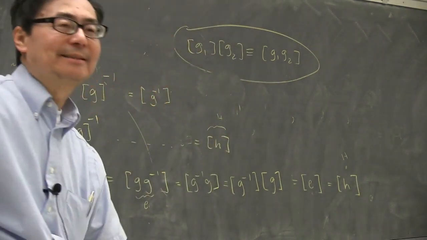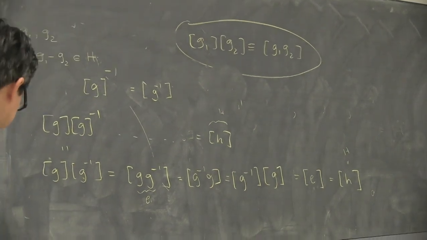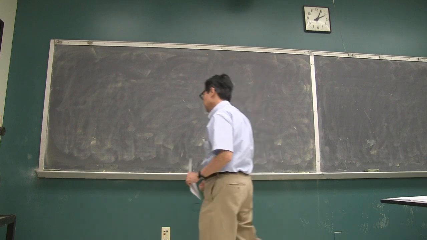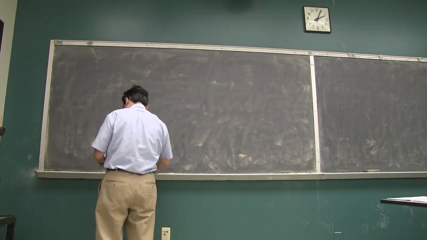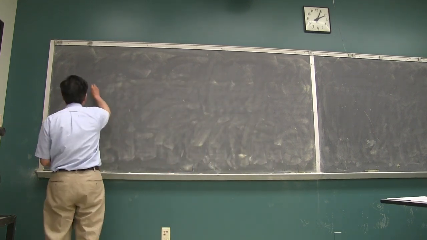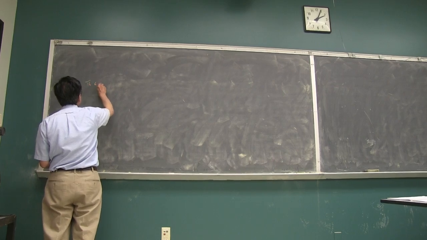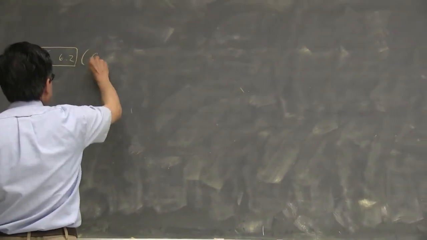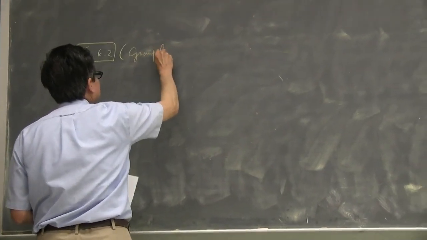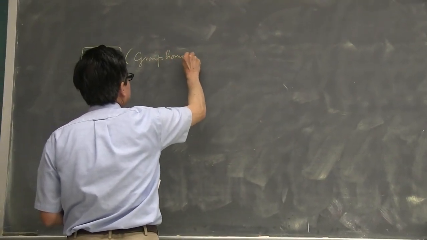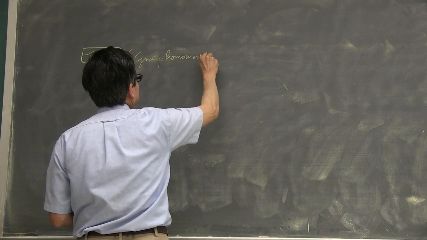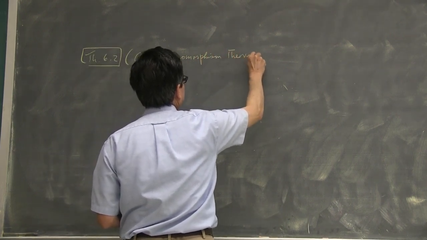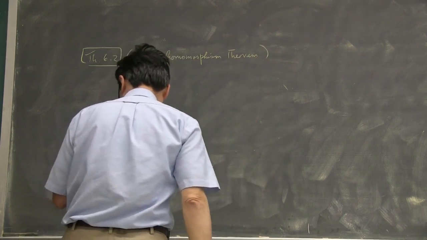All right, let's rest for a few minutes. The group homomorphism theorem, which is a very neat theorem. This is theorem 6.2 in the book, also known as the group homomorphism theorem. Which basically says this.